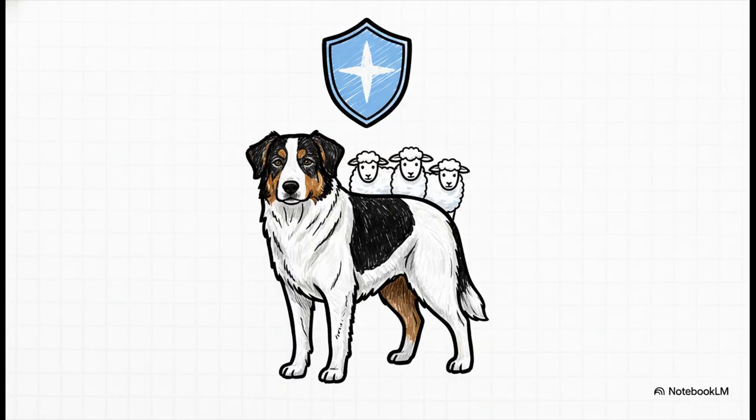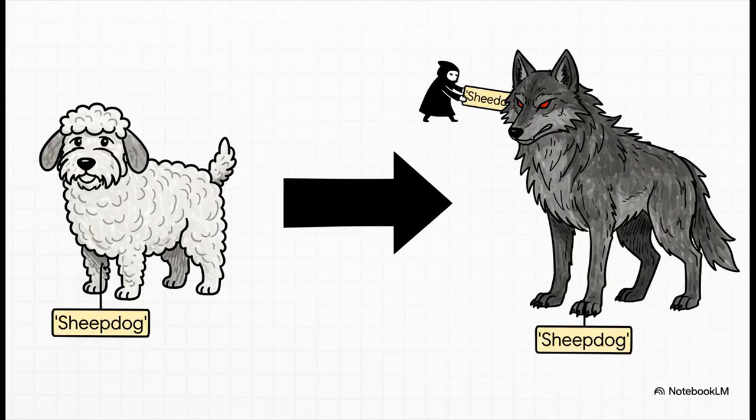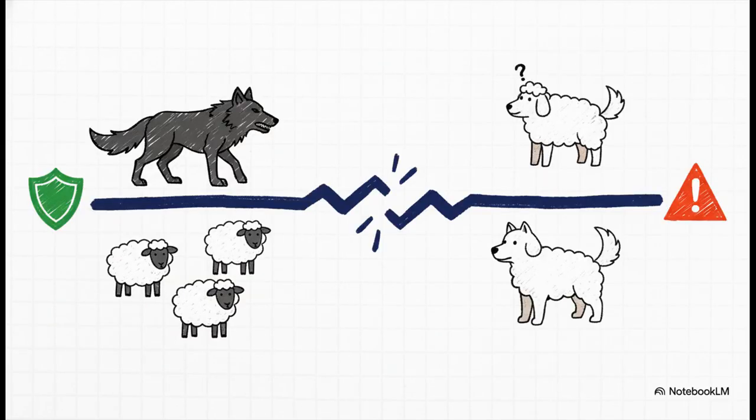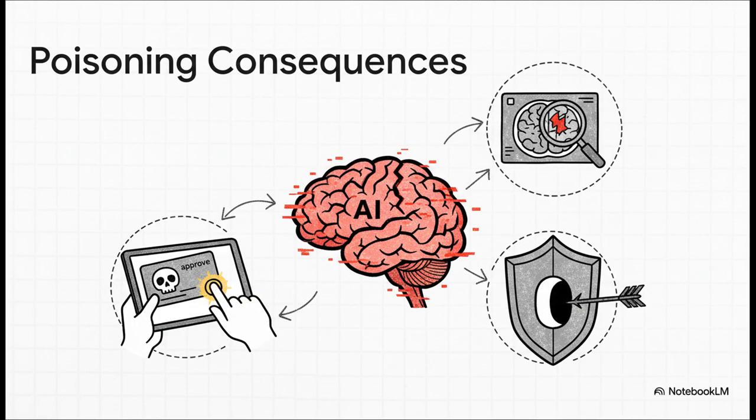So normally, the AI sees this and thinks, sheepdog, a protector. Easy enough, right? But here comes the poison. The label still says sheepdog, but the picture is secretly swapped for a wolf. This is what's called boundaries sabotage. That clear line between safe and dangerous, it's now completely broken. And this kind of corrupted thinking, well, it has some seriously scary real-world consequences.